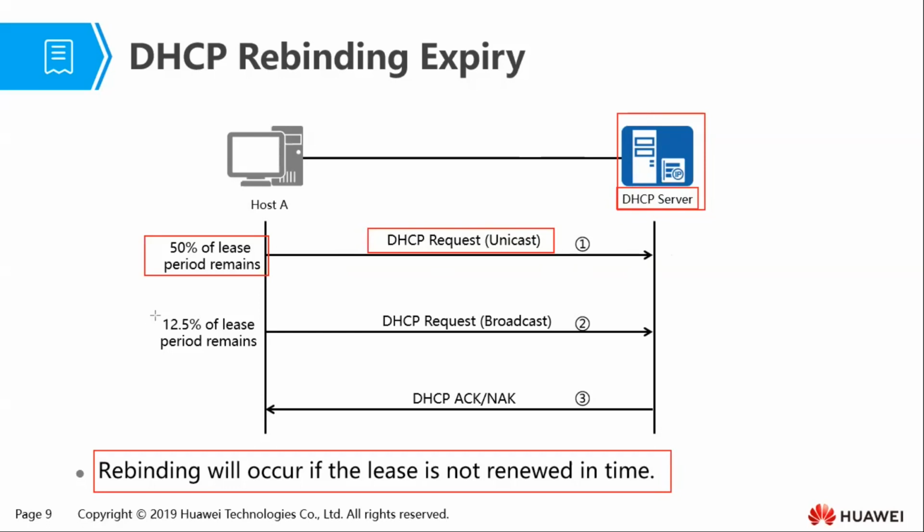So maybe the DHCP server is dead. So when you get to 12.5% of the lease period remaining, you will begin the process of acquiring another IP address. So you send a DHCP request, which is a broadcast, so that any other DHCP server can allocate you a particular address. So that is what we call the rebinding process.